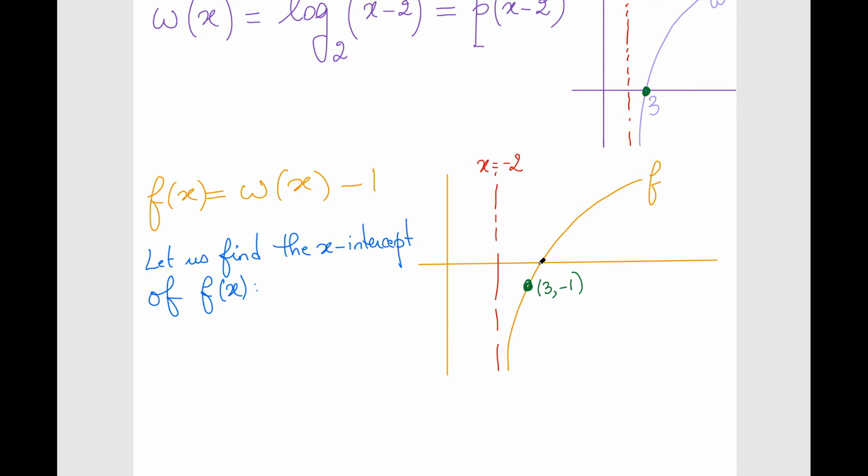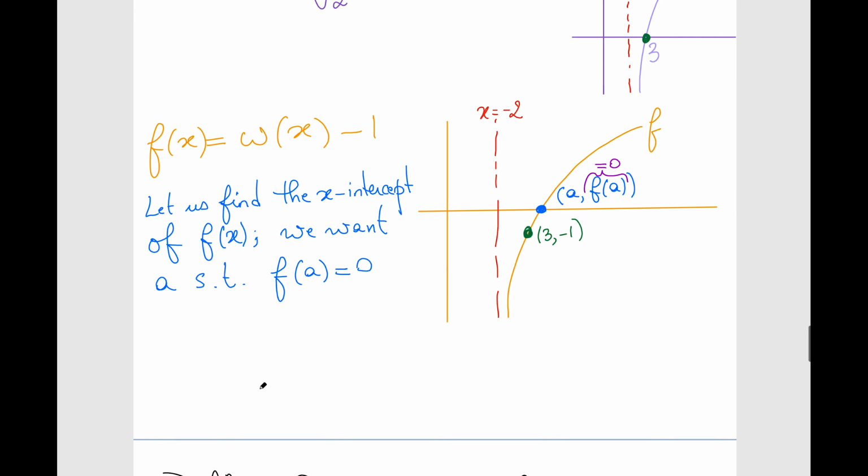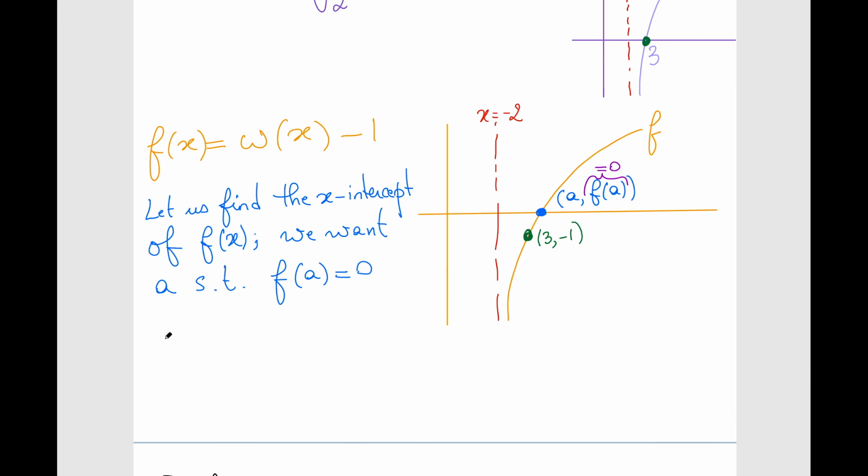So to find the x-intercept, we want to find a number a such that f of a is equal to 0, right? So that point here has 2 coordinates, a, f of a, and certainly the second one is 0. We know that because it belongs to the x-axis, right? Okay. Well, f of a is equal to 0.